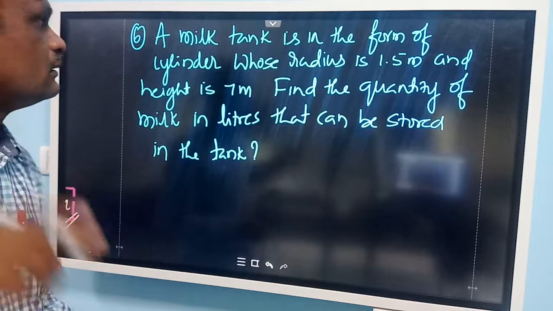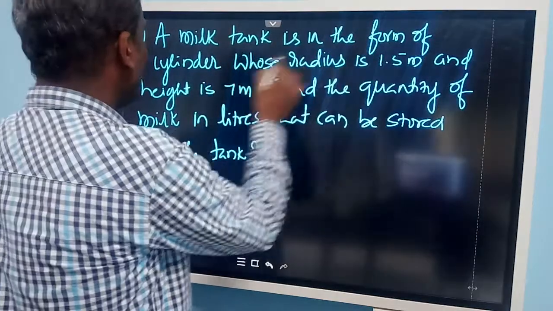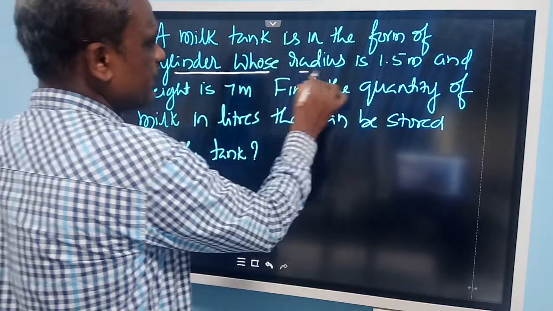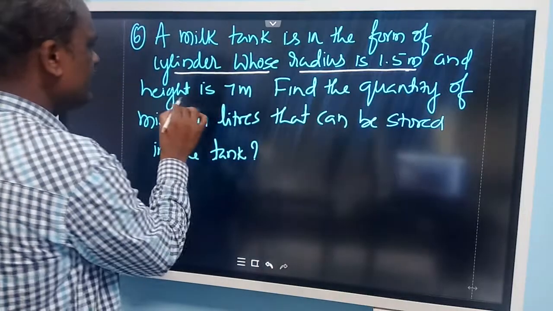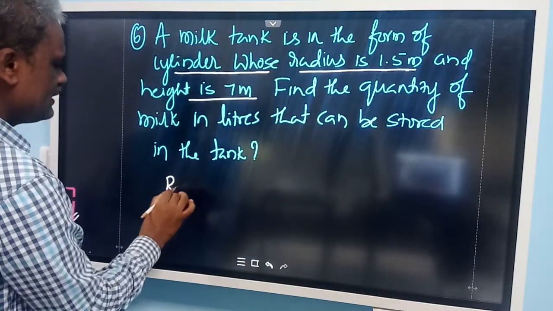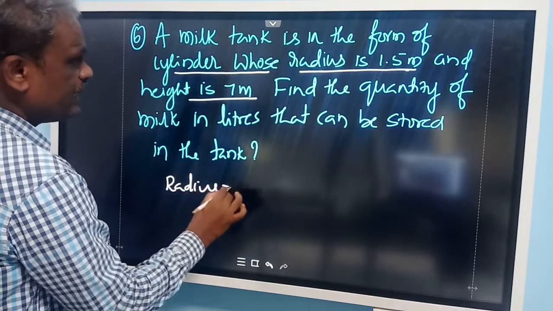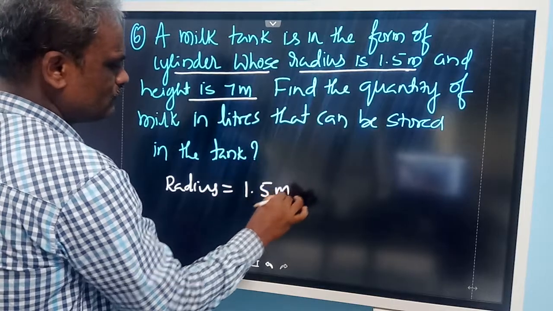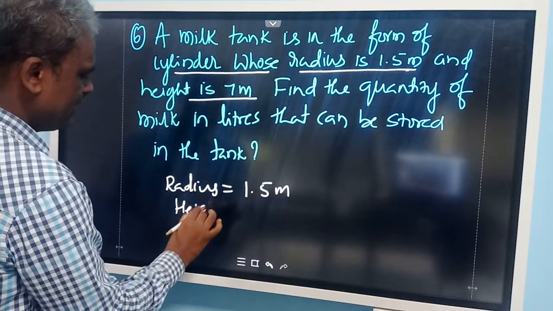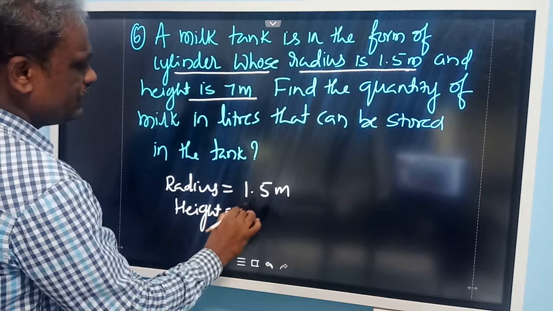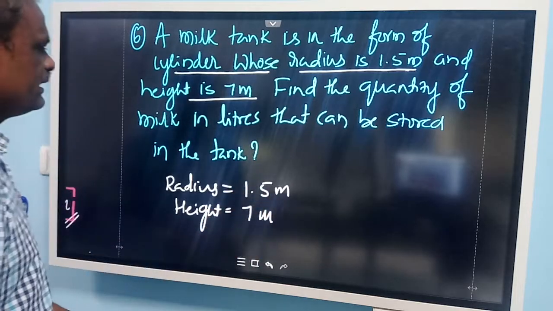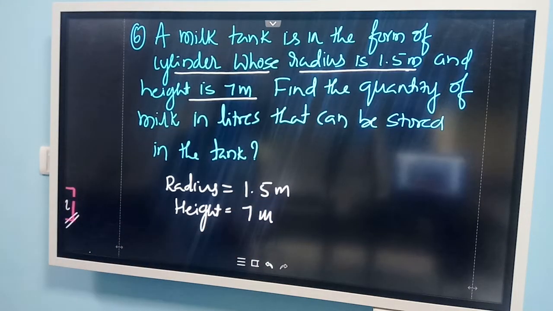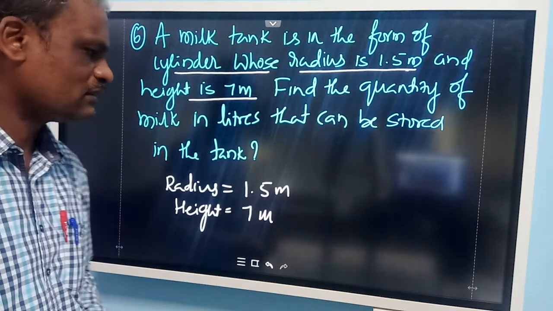Add on this. A milk tank is in the form of a cylinder whose radius is 1.5 meter and height is 7 meter. So the radius is given, 1.5 meter, and the height of the cylinder is given, 7 meter. Find the quantity of milk it can hold in liters. You have to express the answer in liters.